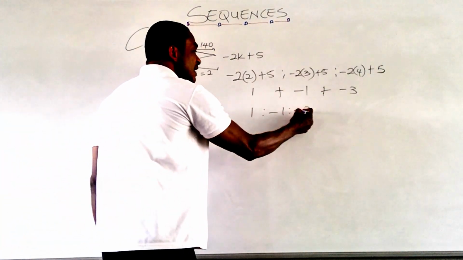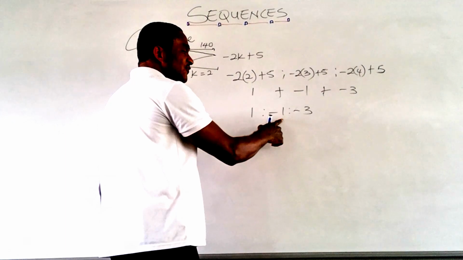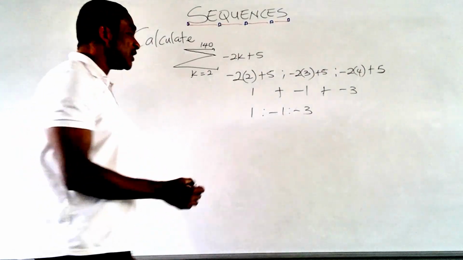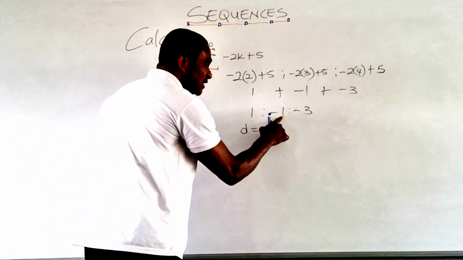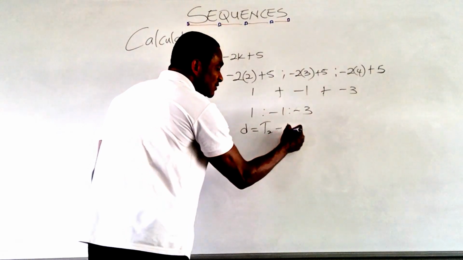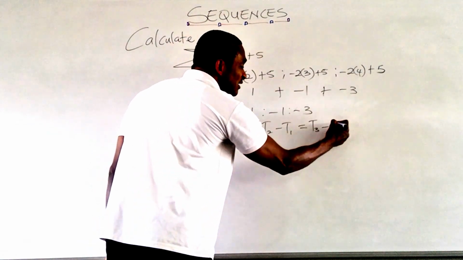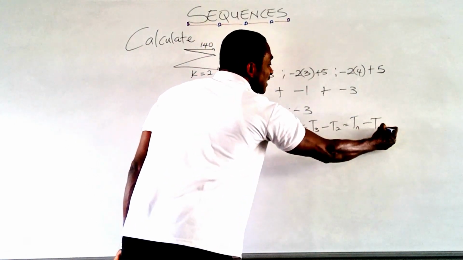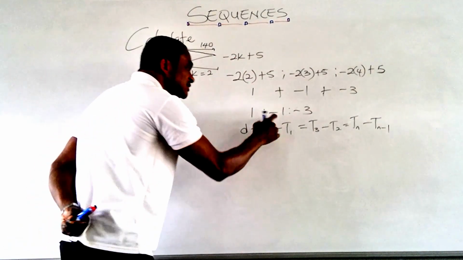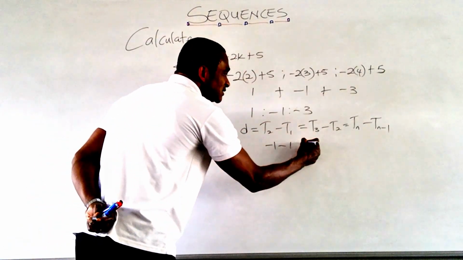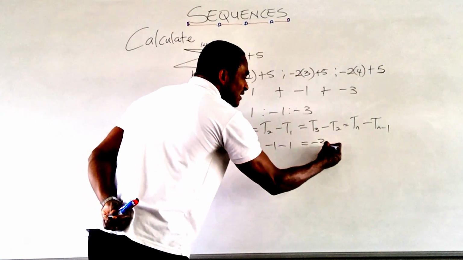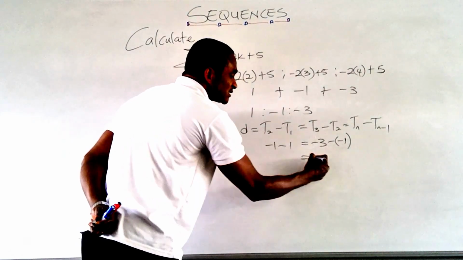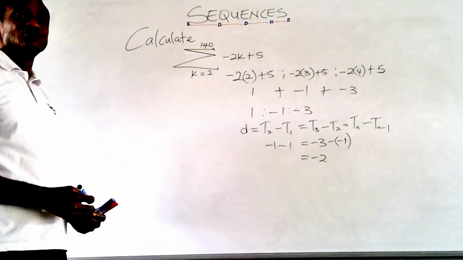Now, from 1 to negative 1 is negative 2, and from negative 1 to negative 3 is negative 2. Or use the general method of finding the common difference: term 2 minus term 1 must be equivalent to term 3 minus term 2, and so on. It has to be term n minus term n minus 1. Now, if we test this, negative 1 minus 1, is it equivalent to negative 3 minus negative 1? You will see that our common difference in this case is negative 2.